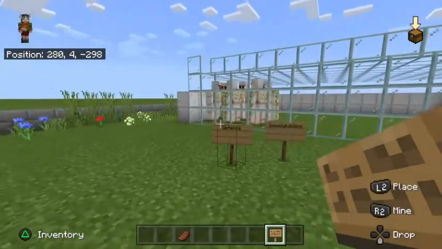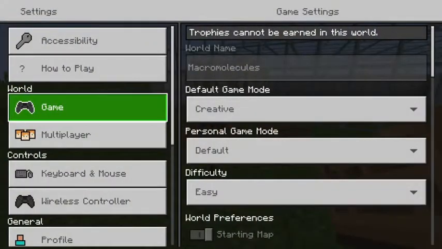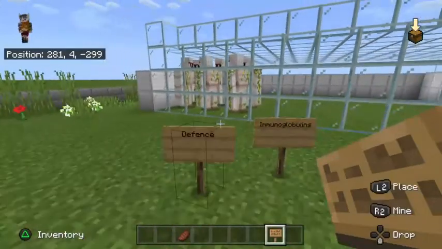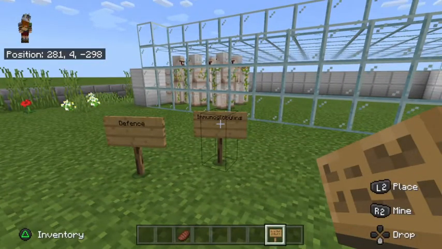Third, we're going to look at defense. So another job of protein, depending on its function or its structure, is defense. And it protects the body from foreign pathogens.